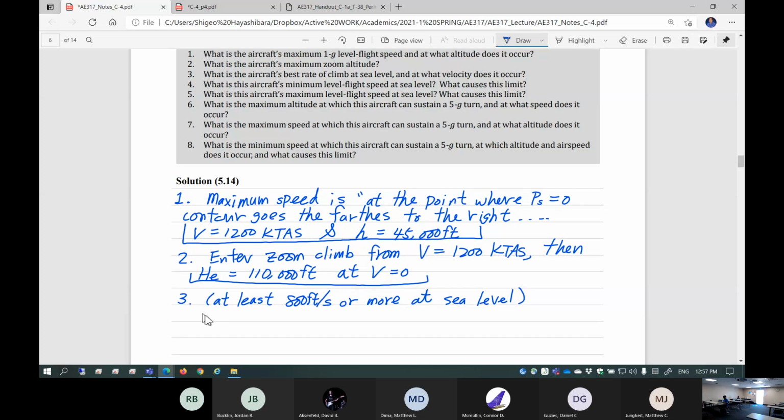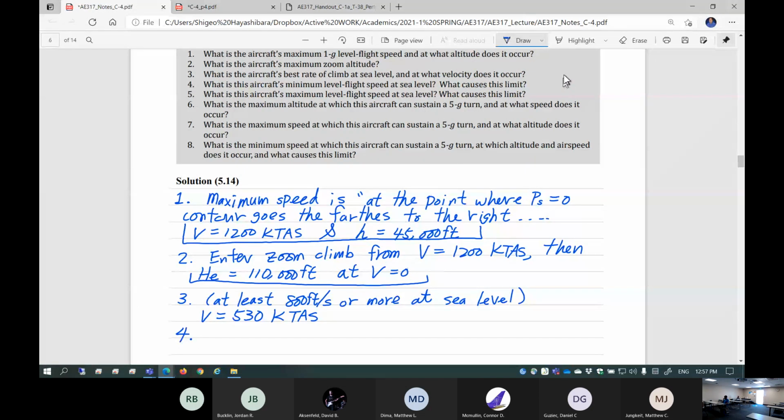And the velocity corresponding to it is 530 knots, KTAS. Okay, you can only guess, so it's a kind of approximate value, but you can still get the value out. That's the beauty of this PS diagram.